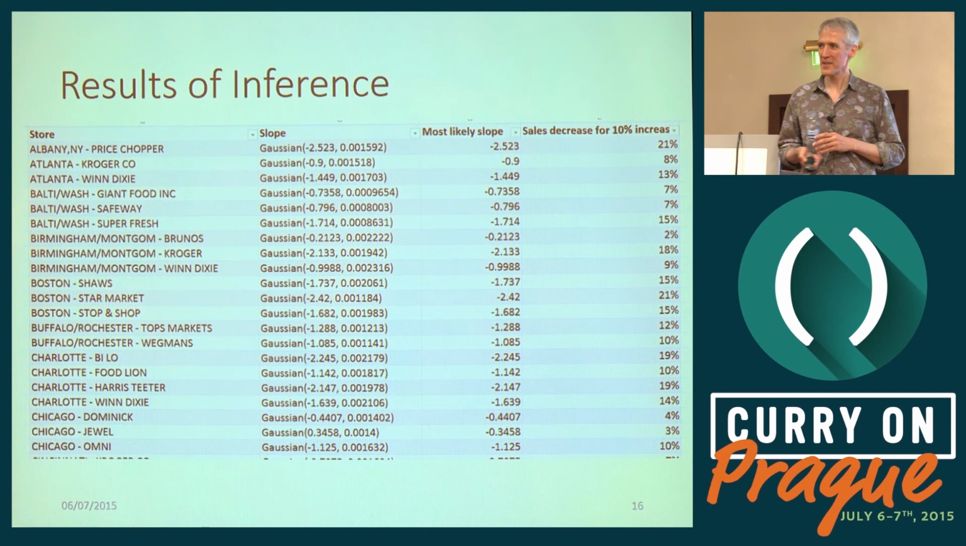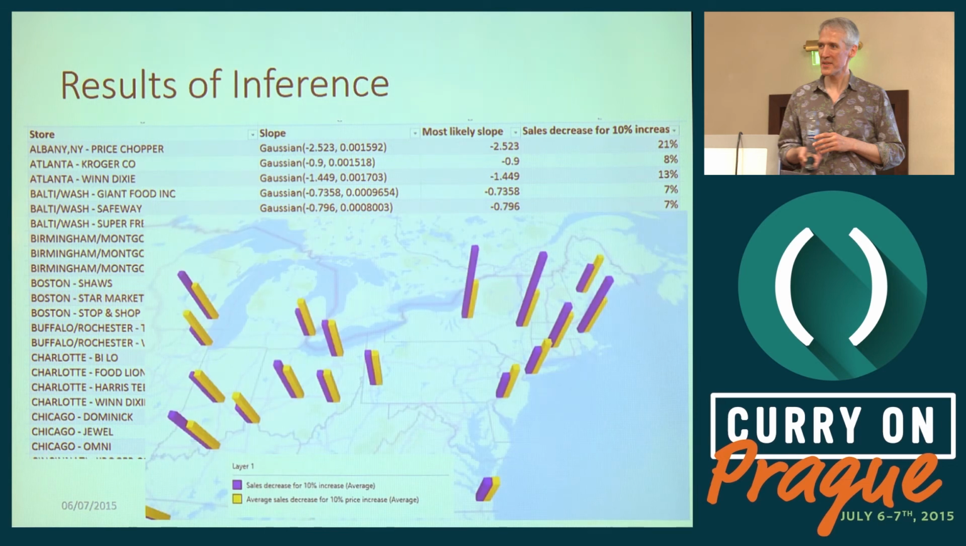So if you go ahead and run inference, we get a latent variable added to every store, which indicates the difference from the mean slope. And you see most of these are negative, but some of them are actually positive. And then you can go ahead in Excel and plot the result.